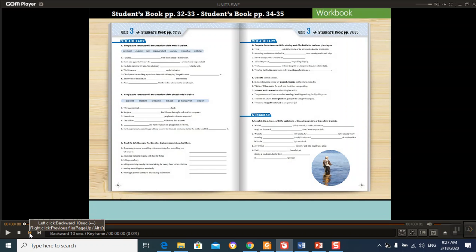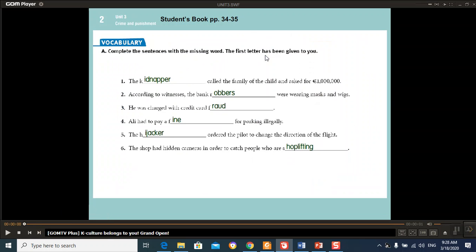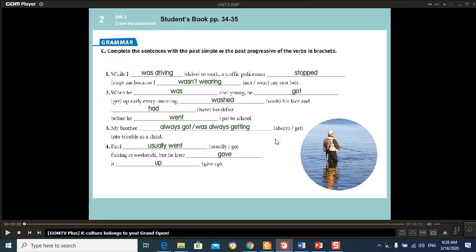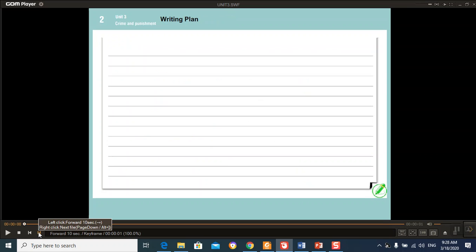And another exercise on page 25. So these are the criminals of the crimes they commit: kidnapper, robbers, fraud, احتيال. Okay? Fraud means احتيال. Fine, غرامة, hijacker, and shoplifting. And the last exercise today in your workbook is about grammar. If you remember that, that is about grammar.